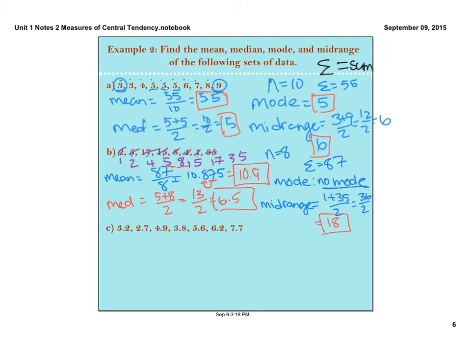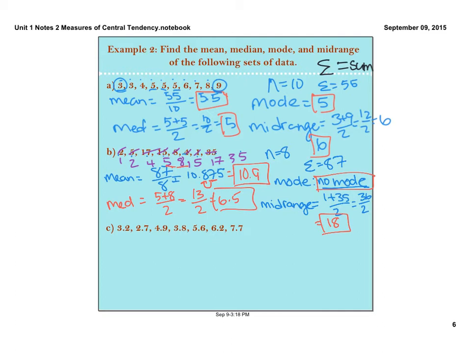All right, so take a look at our measures of central tendency here. We have a mean of 10.9, a median of 6.5, a mid-range of 18, and no mode. Weird. This is a really weird data set. So think about what could have happened in this data set to give you such different looking data. Your data is really unique here.